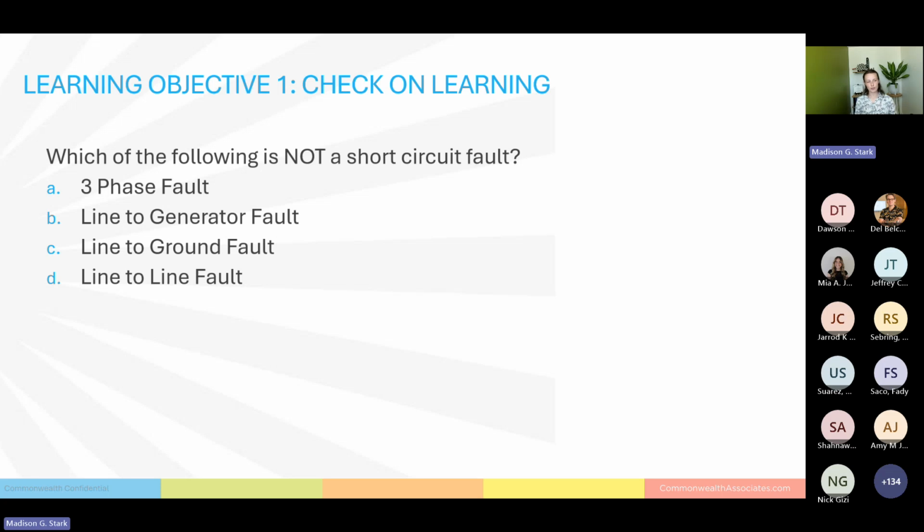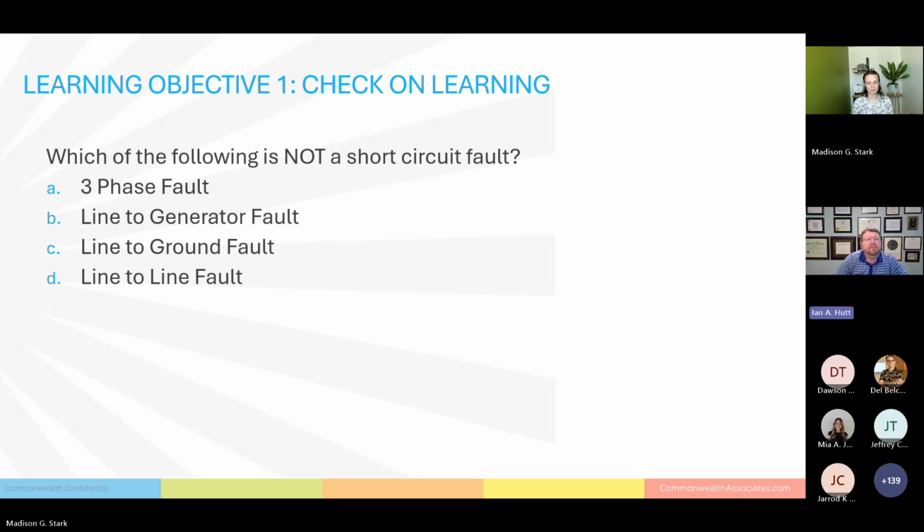All right. First learning objective, the first check on learning. Ian? Yep, let's go ahead and ask the question. Which of the following is not a short circuit fault? A three-phase fault, a line to generator fault, a line-to-ground fault, or a line-to-line fault? Please select your answers and hit submit.